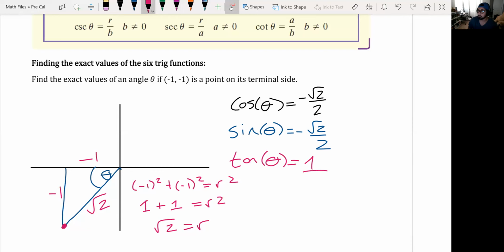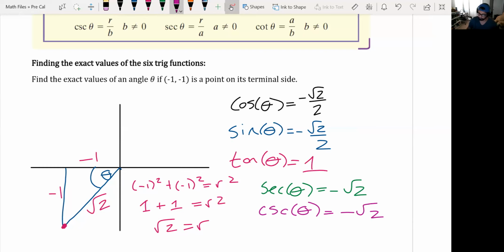And now the rest is reciprocals. So secant theta will be negative square root of 2. Cosecant theta will also be the negative square root of 2. And cotangent theta will also be 1. That's it.